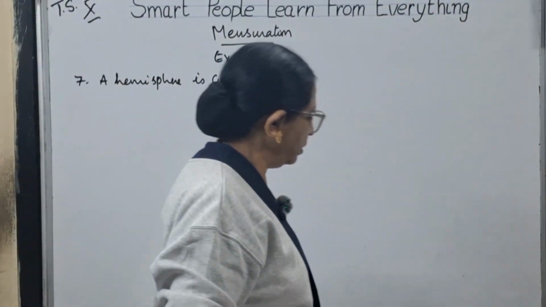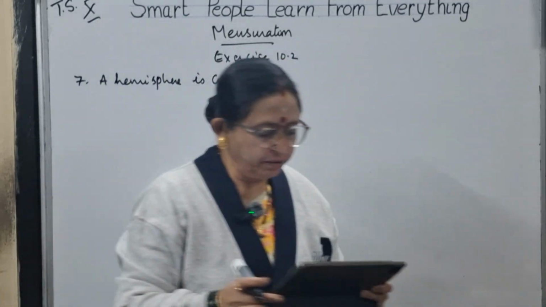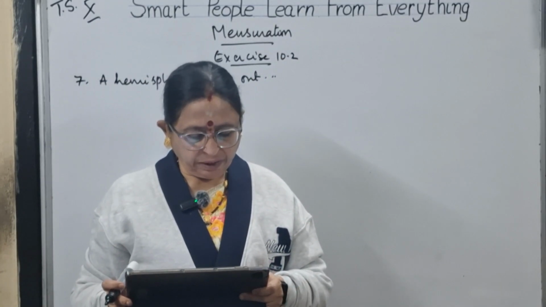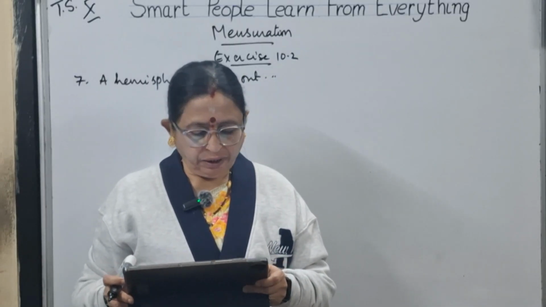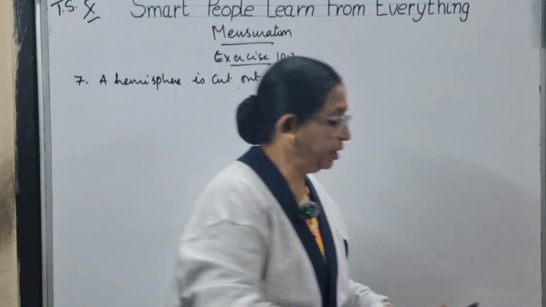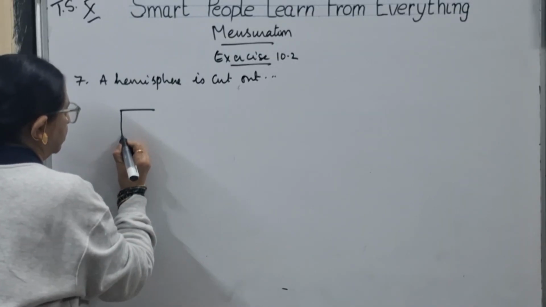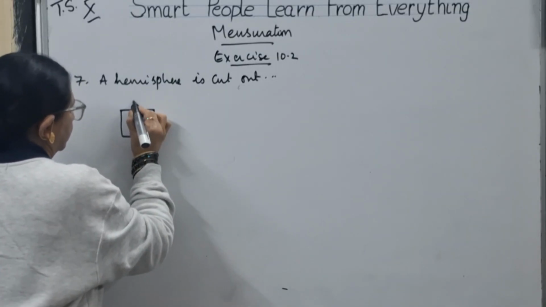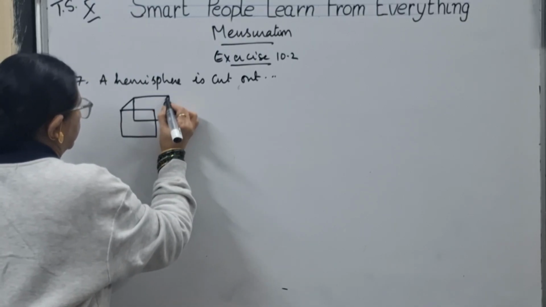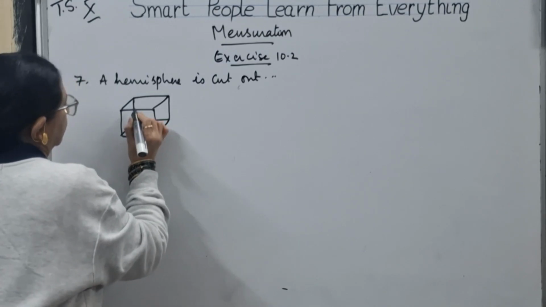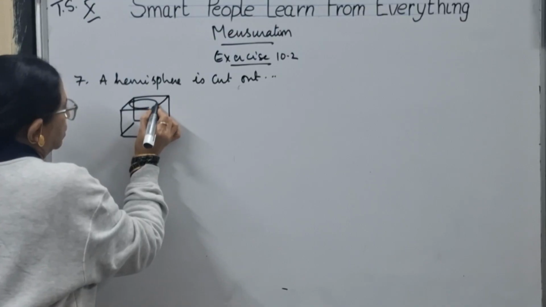Now seventh problem, children. A hemisphere is cut out from one face of a cubical wooden block such that the diameter of the hemisphere is equal to the side of the cube. Determine the total surface area of the remaining solid. So there is a cube. So this is a cube, and in this, what did they do? A hemisphere is cut off. It is like this.